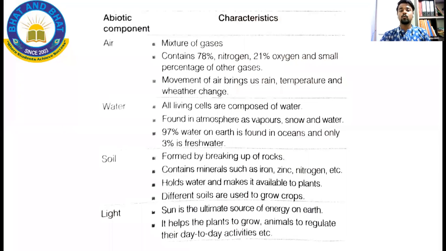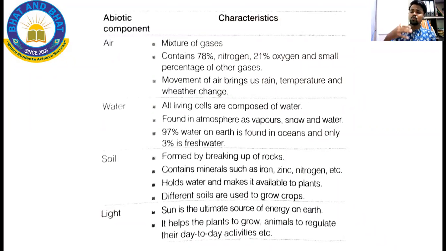Fine. Now with respect to water, everyone needs water. All the living cells on planet Earth are made up of water, and it is found in the atmosphere as vapors, snow, and water. 97% of water on the Earth is found in oceans, and only 3% is fresh water. And with respect to soil, how is soil formed? When you take two rocks and start rubbing them, powder is produced, right? That is how the soil is formed.